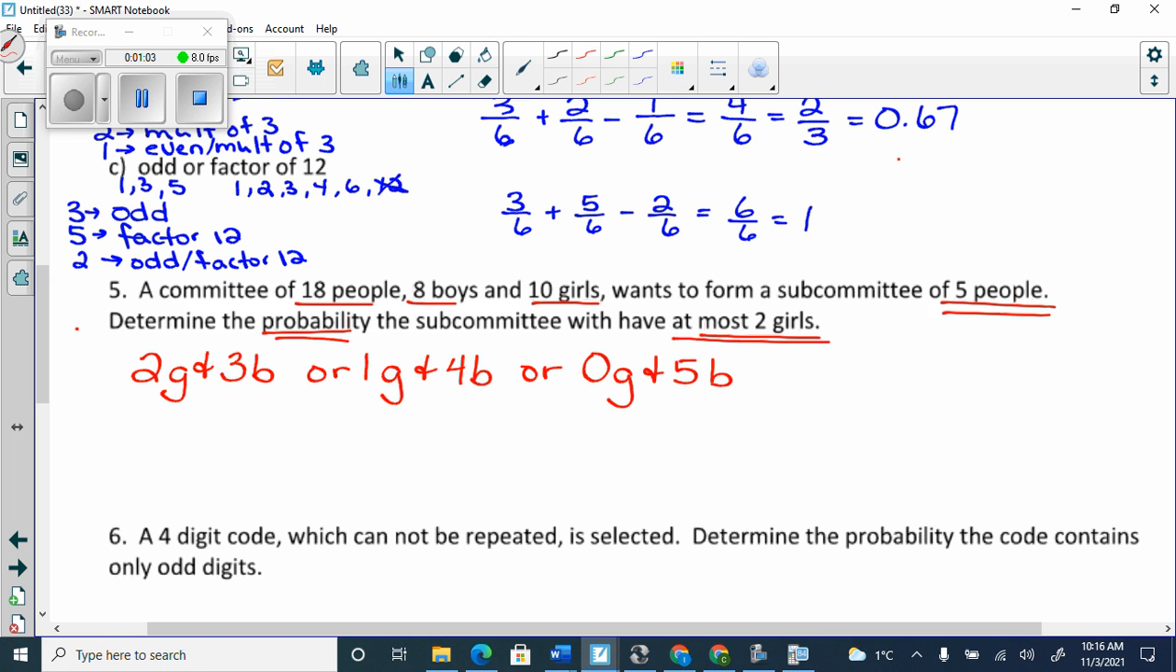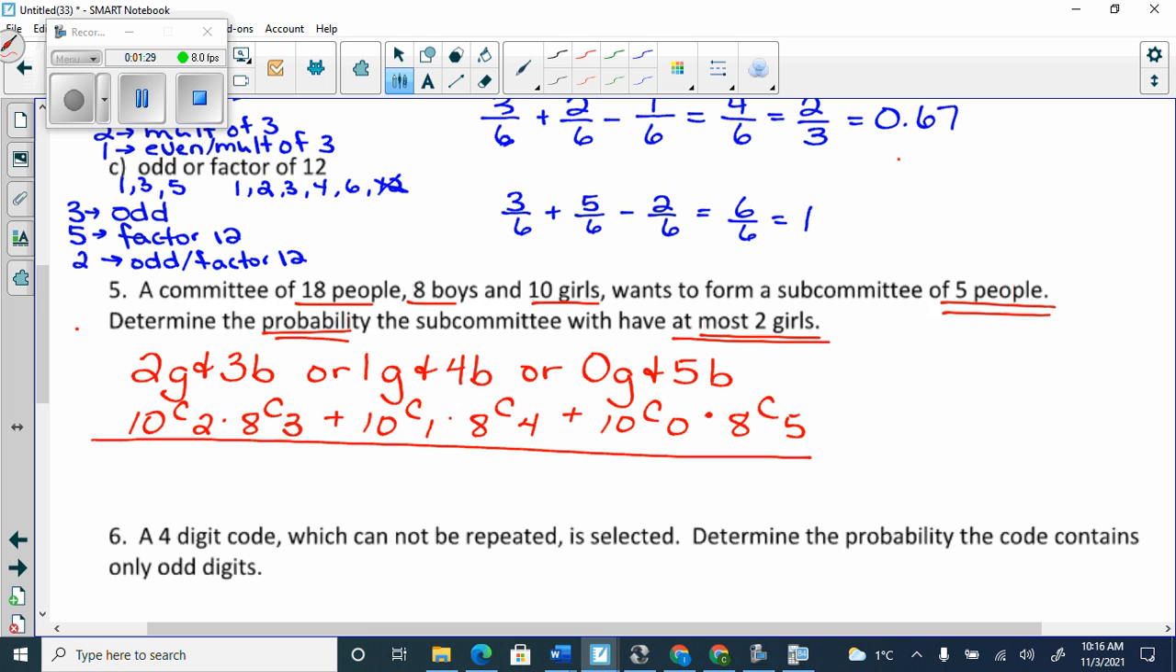Now we have to decide, is it a C or a P? Do they have jobs in this subcommittee? No. Any occupations, anything to do, anything different? No, so it's going to be a C. So we're going to do 10C2 times 8C3 plus 10C1 times 8C4 plus 10C0, which I don't have to put, but I'm going to, times 8C5. And then because it's probability, I have to have a denominator, which is no restriction.